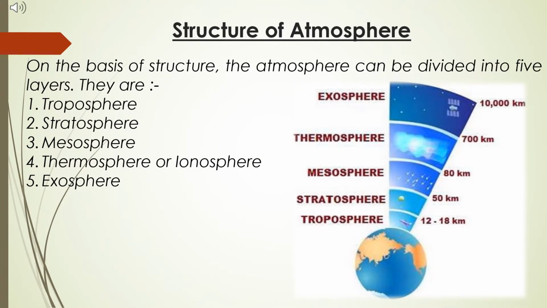On the basis of the structure, the atmosphere can be divided into 5 layers. They are troposphere, stratosphere, mesosphere, thermosphere or ionosphere, and exosphere. We will discuss them in detail.